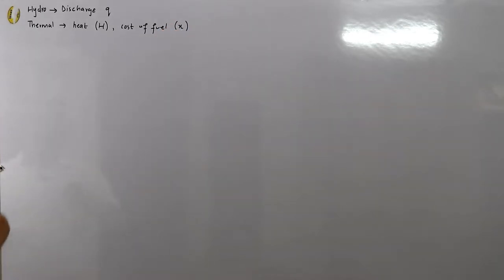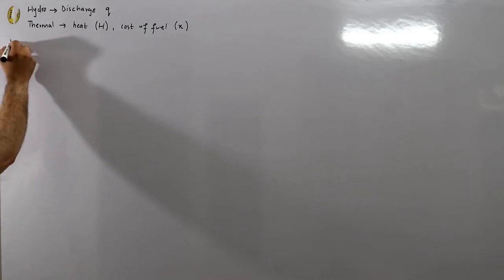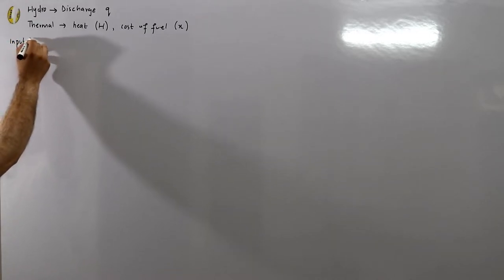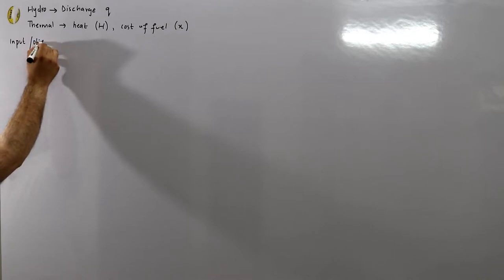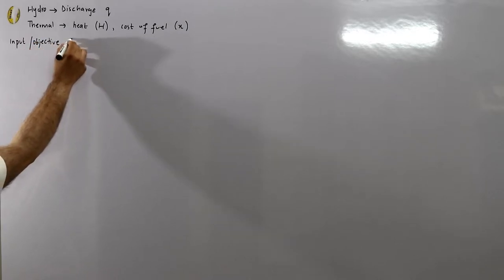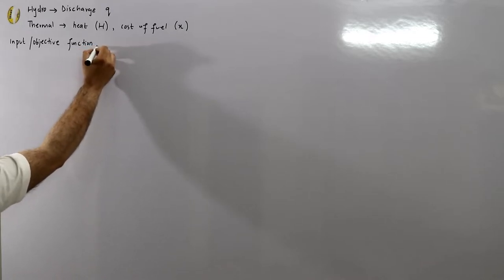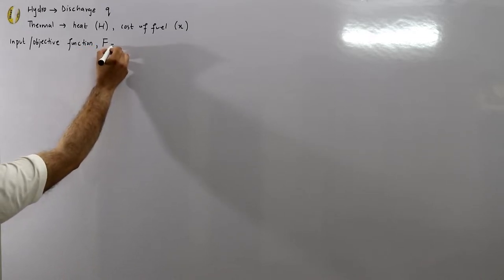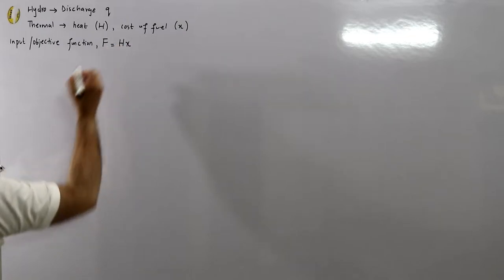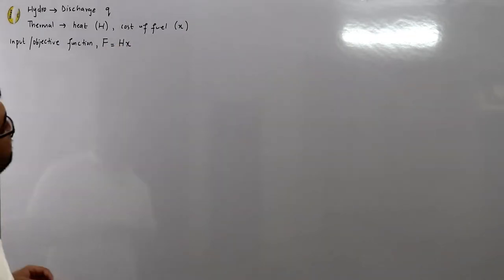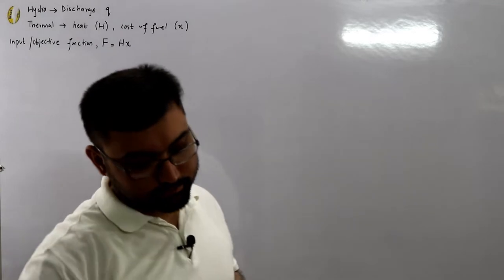So we talk about an input function, which is also called an objective function. The objective function in this case is denoted by a capital F, and this is the product of the two, H times X, right?